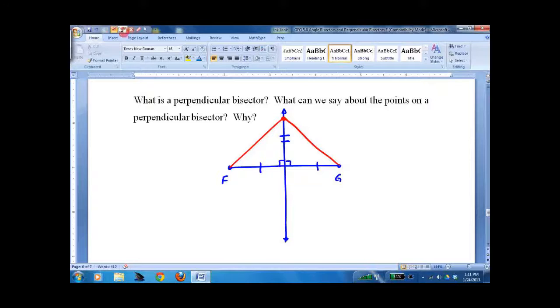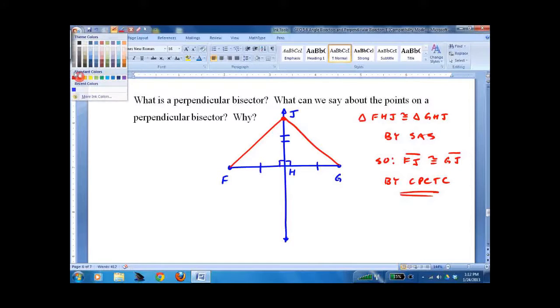Let's give this one a couple names here, H and J. So we say that triangle FHJ is congruent to triangle GHJ by side angle side. So FJ is congruent to GJ by CPCTC. All nonsense. I don't really care.